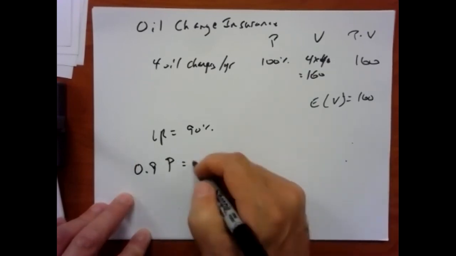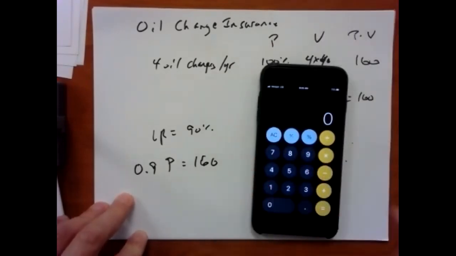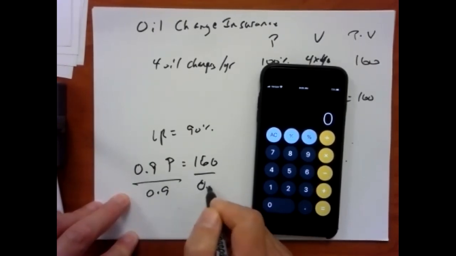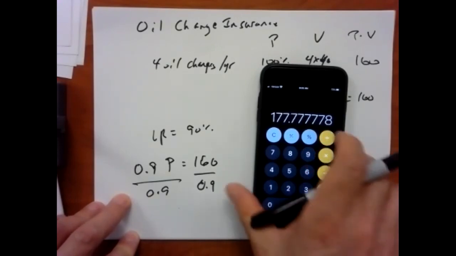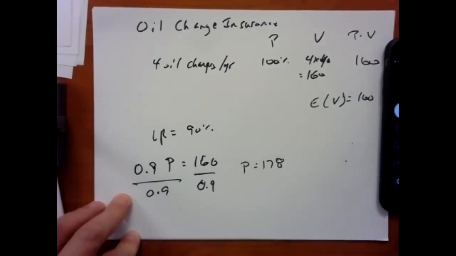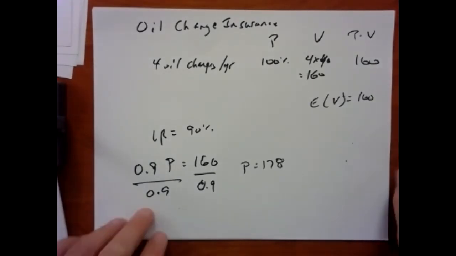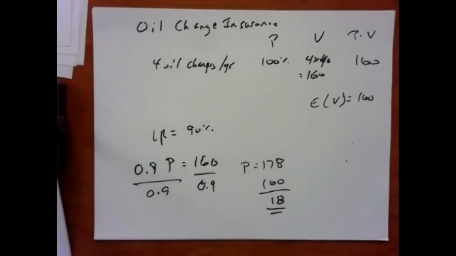0.9 times P equals 160. So I'm going to divide both sides by 0.9, and I'm going to get 160 divided by 0.9 equals 178. So the premium is going to be 178. So you're going to pay me $178 to provide you oil change insurance.